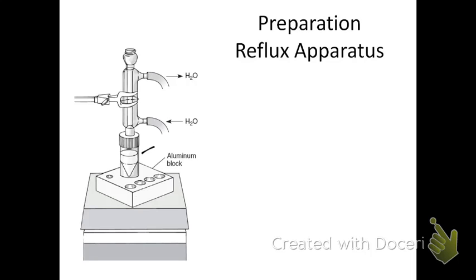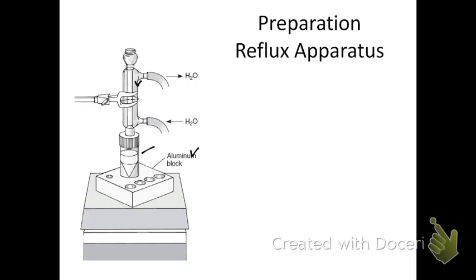There's the aluminum block and some sort of condensing column. And I always recommend that you use a water-cooled condenser because it provides the most efficient method of capturing any of the gases that are produced by the reaction.